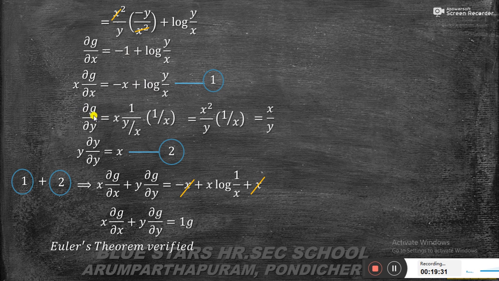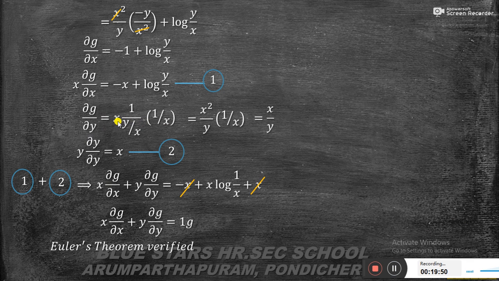Next we calculate ∂g/∂y. Here we have x times 1 over (y/x), since we differentiate the log.